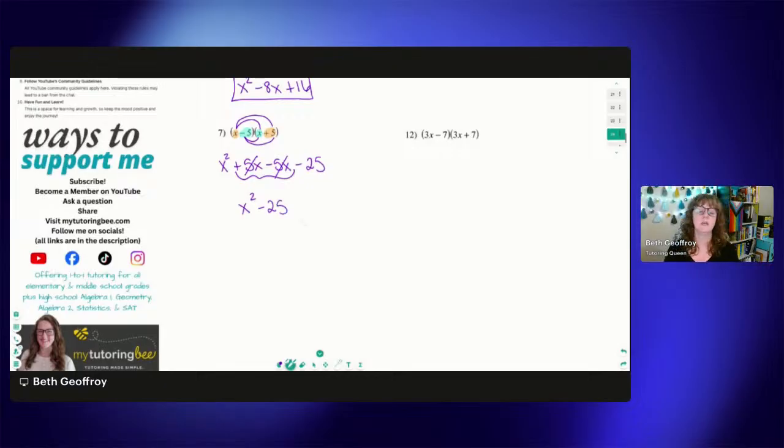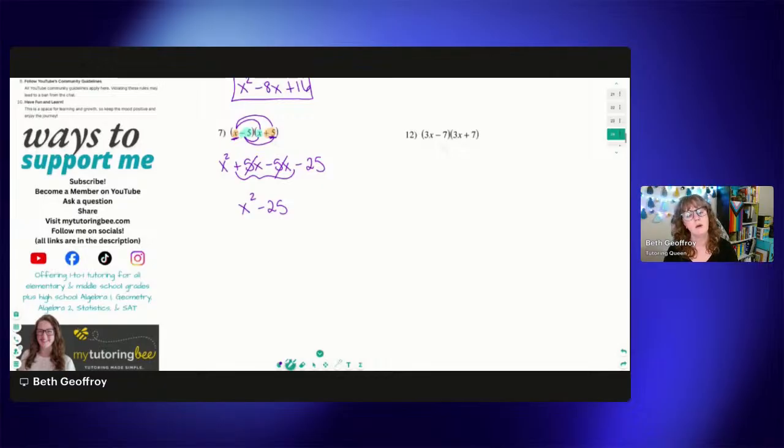So that's what's going to happen every time when you're multiplying conjugates. You're going to get the first term squared, the last term squared, and it's going to be the difference of those two squares. So we're going to be subtracting them because this last one is always going to be a negative times a positive, which results in a negative.